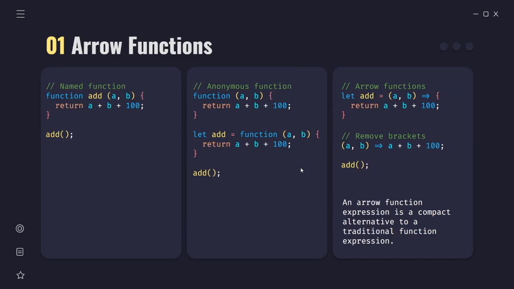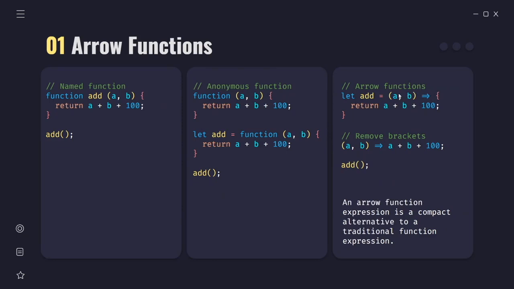But in 2015, when the JavaScript ES6 version was released, they introduced the arrow function, right? JavaScript also has versions like Java. In JavaScript they have ES5, ES6, ES7. ES6 was released in 2015. So with the ES6 release, they introduced arrow functions.